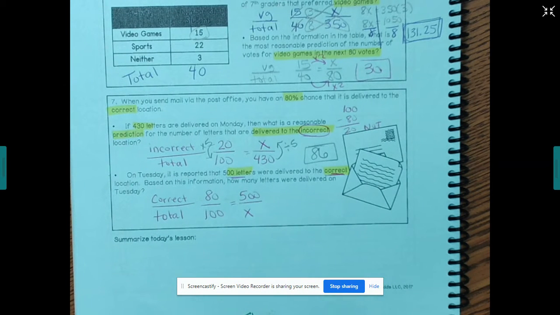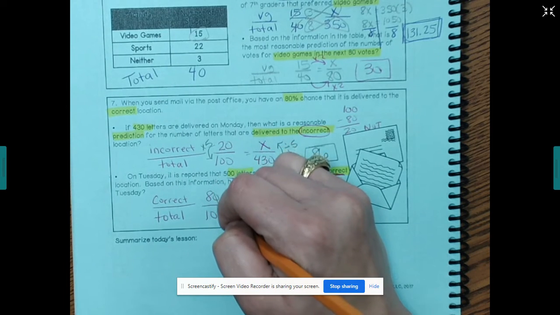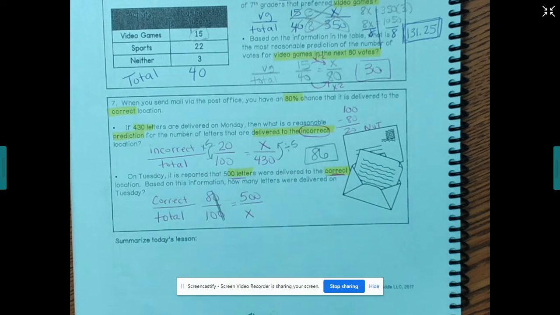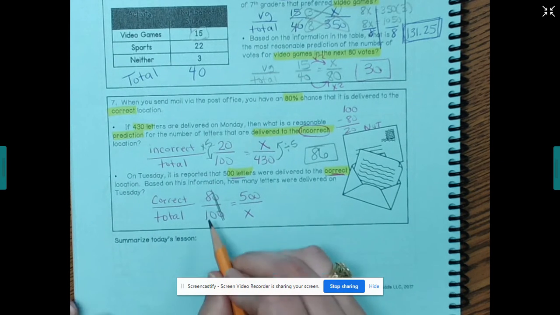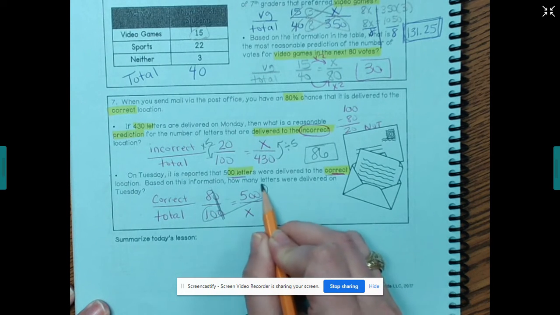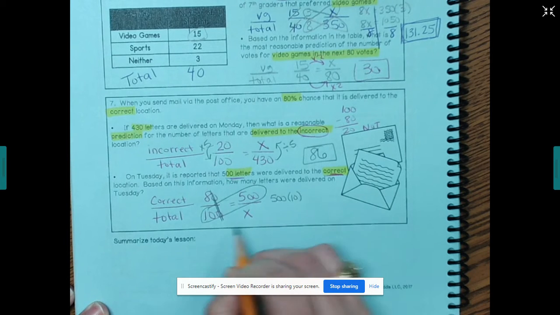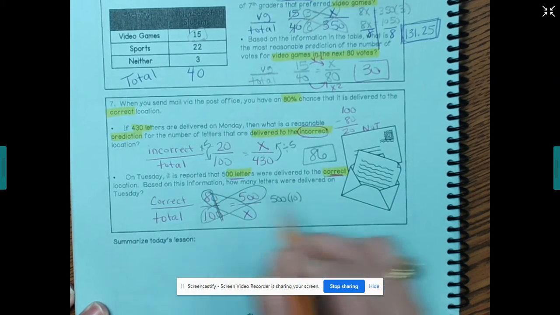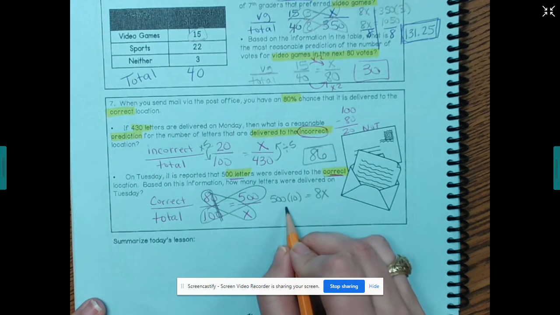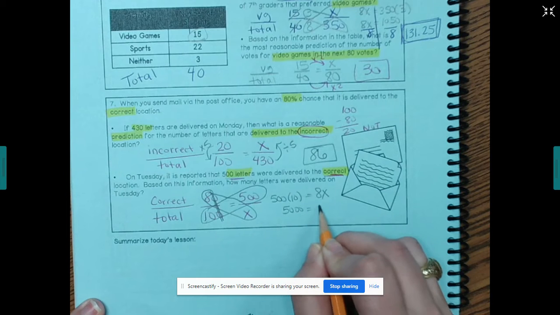All right, I look for a shortcut. 80 to 100, no. 80 to 500, no. But I can simplify. I can mark off these zeros. So 8 to 10, no. 8 to 500, no. I'm going to cross multiply now. Okay, so 500 times 10 equals 8x. Okay, remember we marked those zeros off, so we want to make sure not to use those. Okay, so this is 5,000 equals 8x.